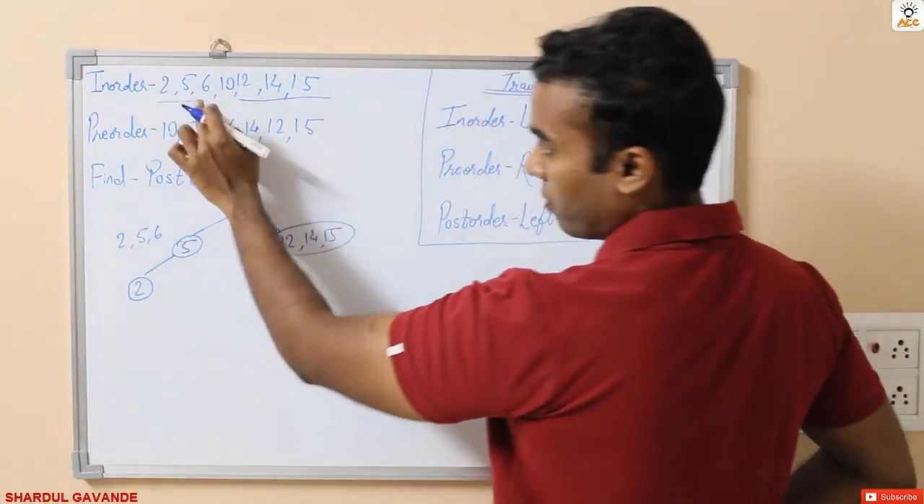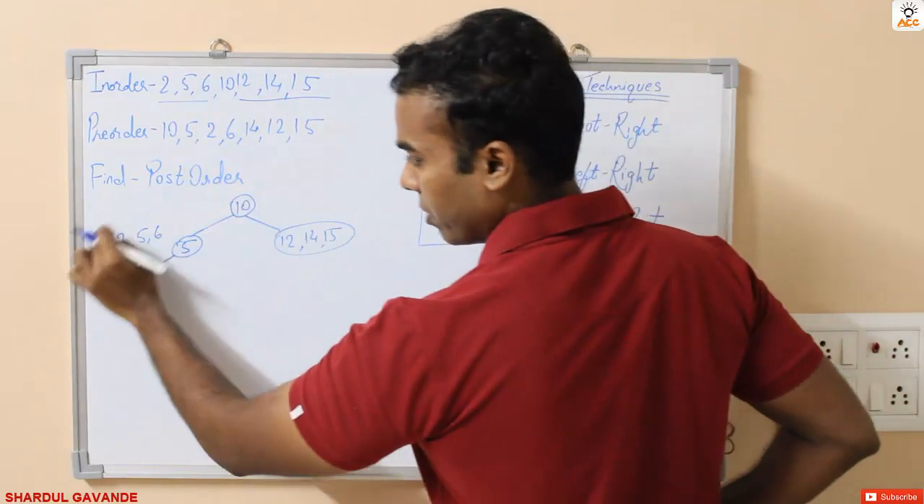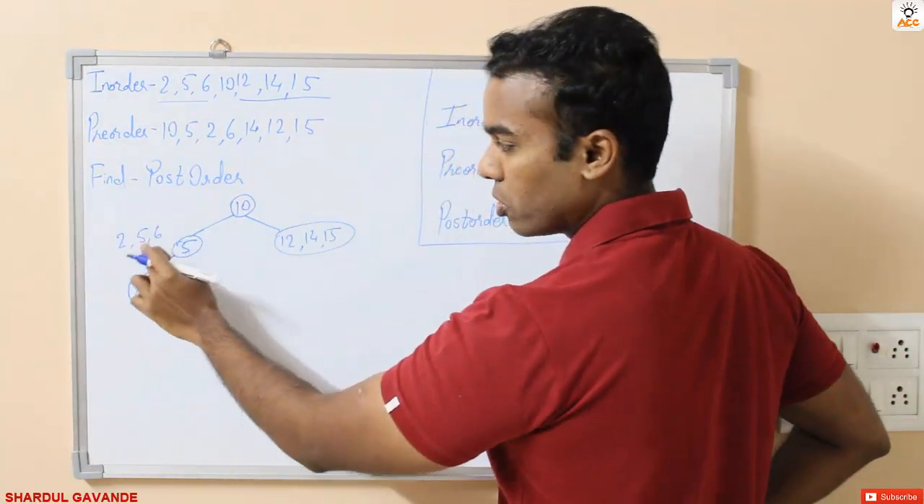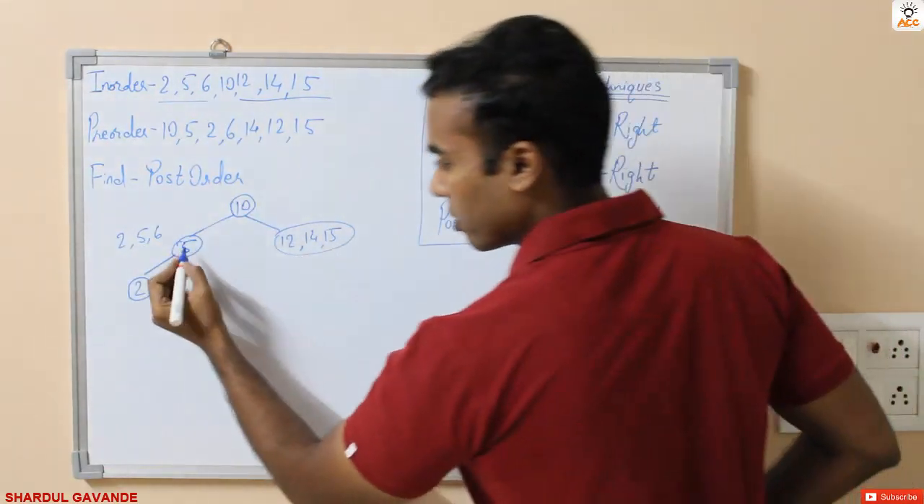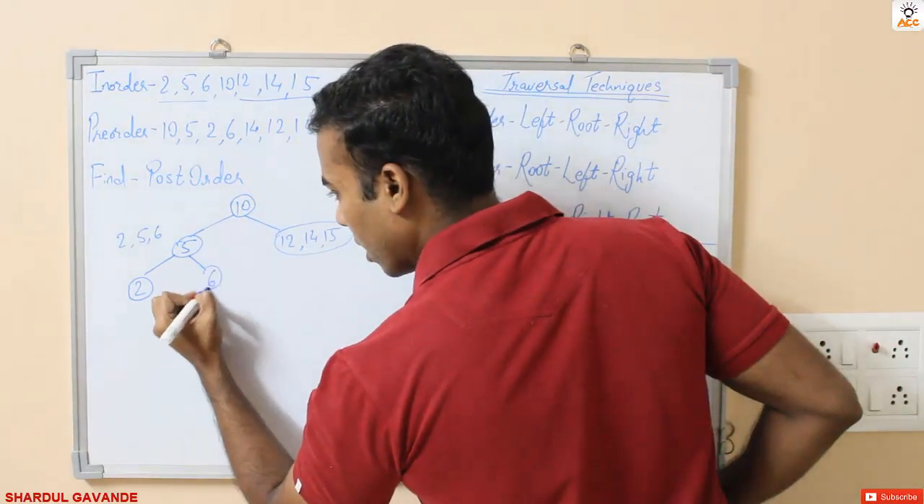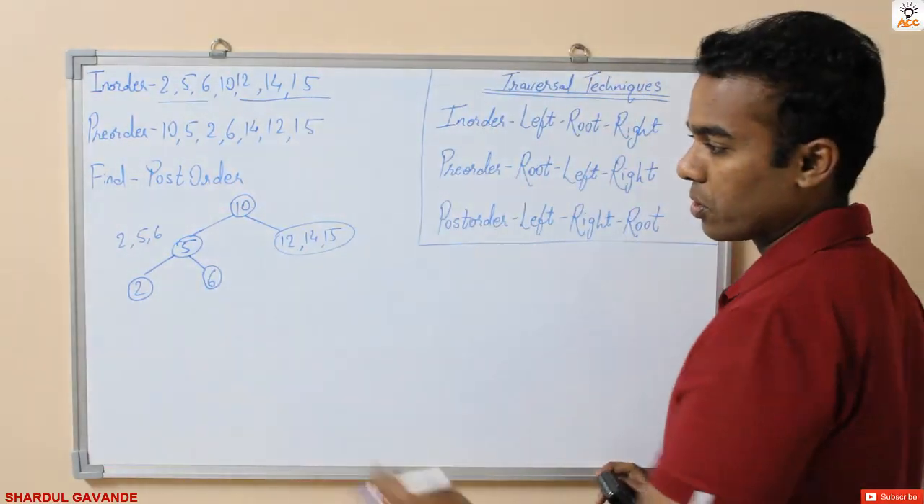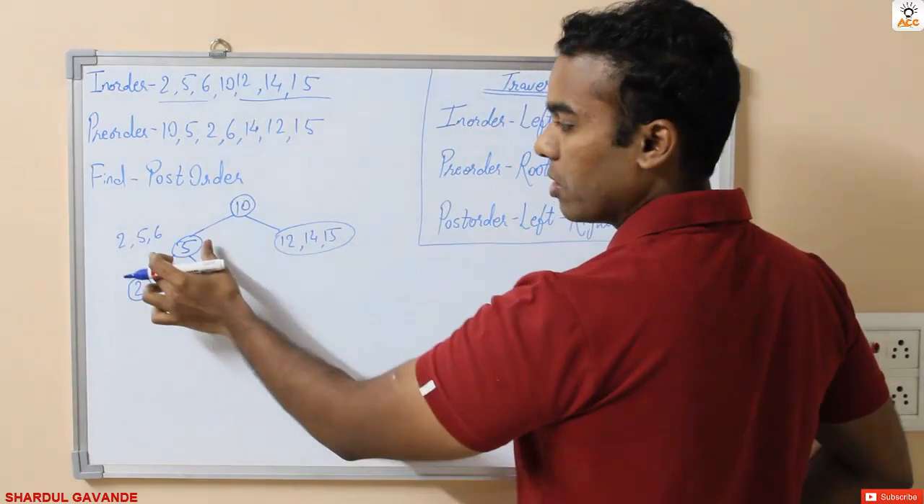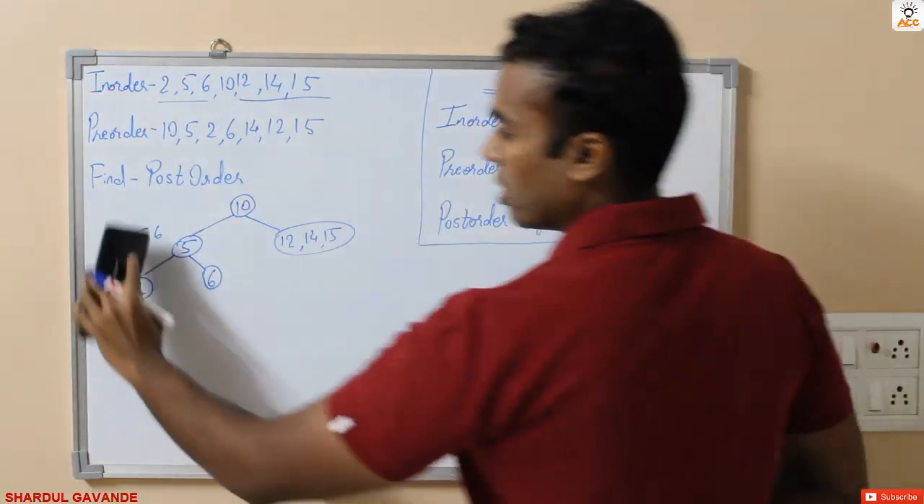2, 5, 6. Well, there are many values, but we were having here only 2, 5, 6. So to the right of my 5 I have value 6, so I will put here value 6. So this is my left subtree and right subtree of root node 5.